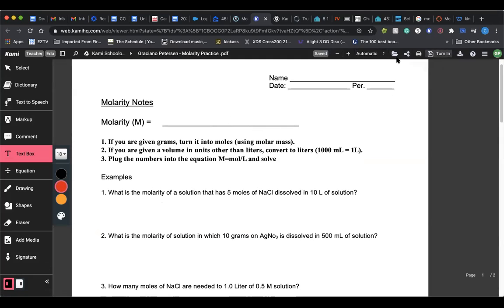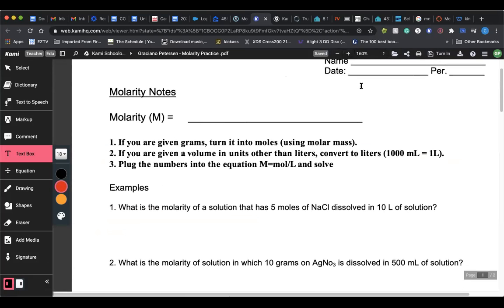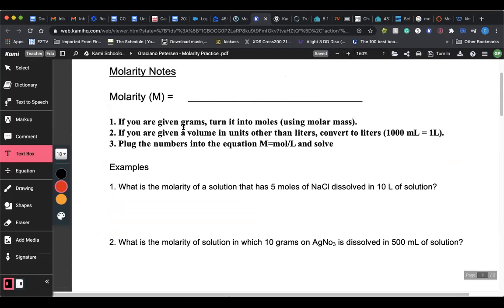All right. What is the formula for molarity again? Moles over liter. Okay, great. Moles over liters. Perfect. I'm going to write that in so I don't forget it. Moles of solute, of course, right? Over liters of solvent. Okay. So what is the molarity of a solution that has 5 moles of NaCl and 10 liters of solution?